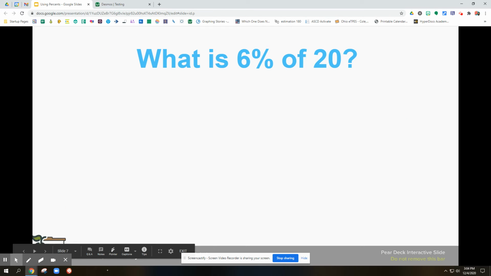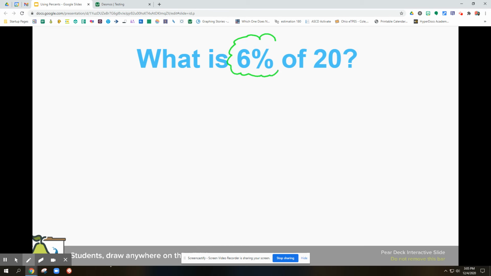Let's try this problem. If you want, you can pause the video, try it on your own, and check your work with mine. So I have a percent. I'm going to put a little cloud over that because I know if I see the percent symbol, that means 6 out of 100.